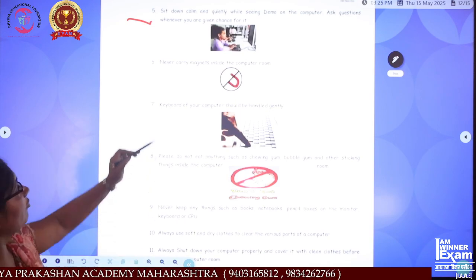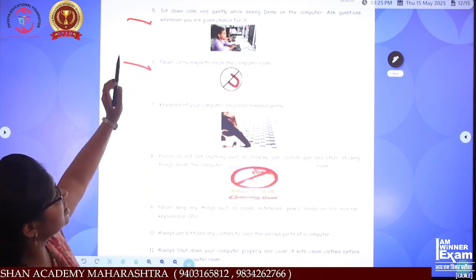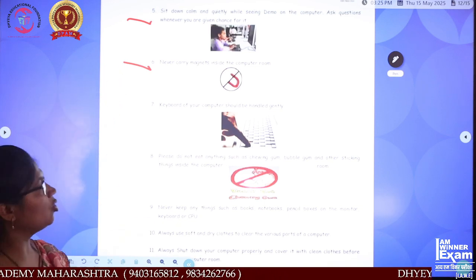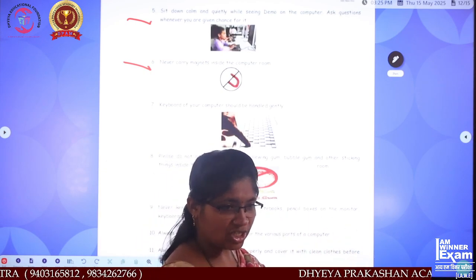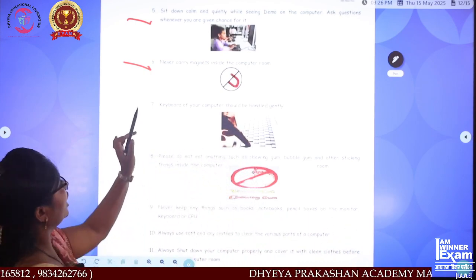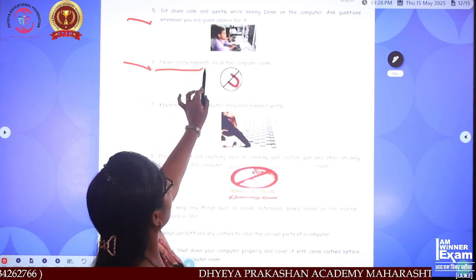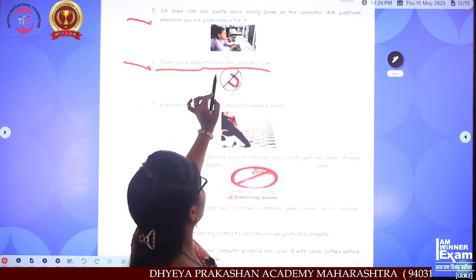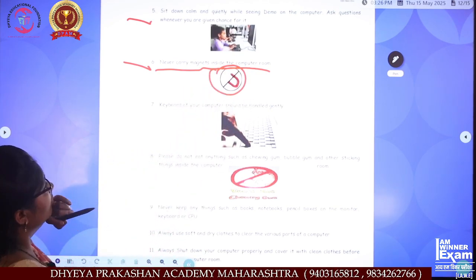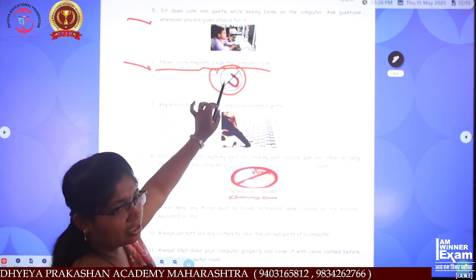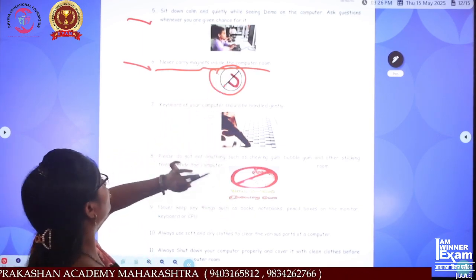Never carry magnets inside the computer room. कोणतंही मॅग्नेट घेऊन कम्प्युटर रूम मध्ये प्रवेश करायचा नाही. Never carry magnet घेऊन आतमध्ये जायचं नाही. This picture is magnet picture. Never carry magnet inside the computer room.